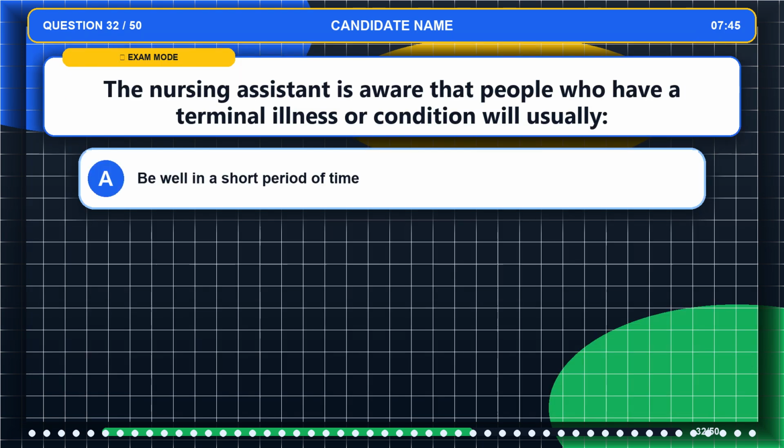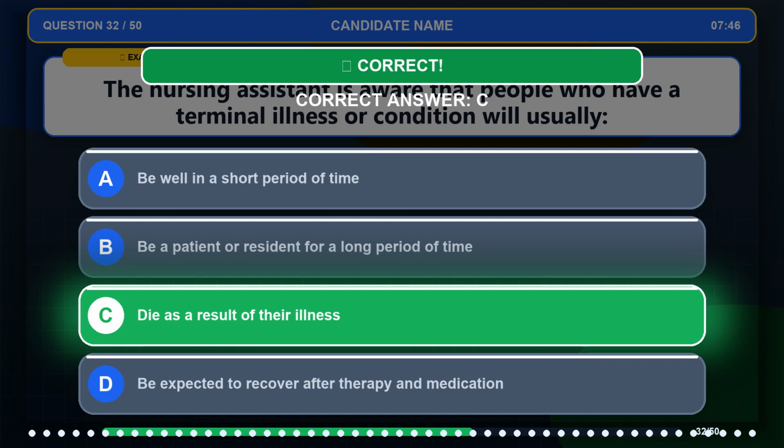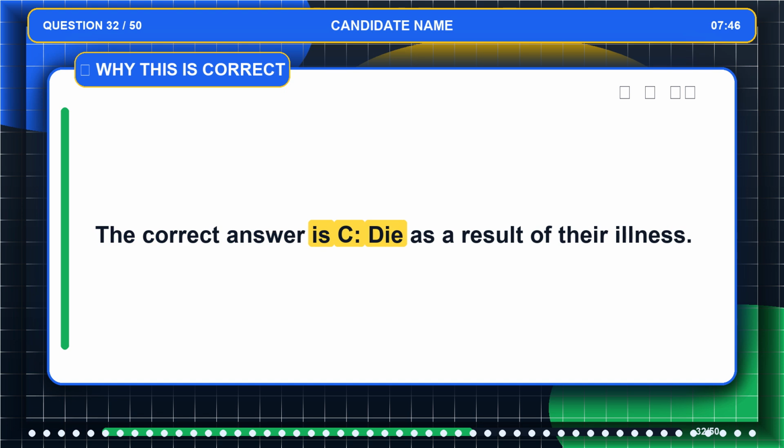Question 32. The nursing assistant is aware that people who have a terminal illness or condition will usually: Option A, be well in a short period of time. Option B, be a patient or resident for a long period of time. Option C, die as a result of their illness. Option D, be expected to recover after therapy and medication. The correct answer is option C. Die as a result of their illness.